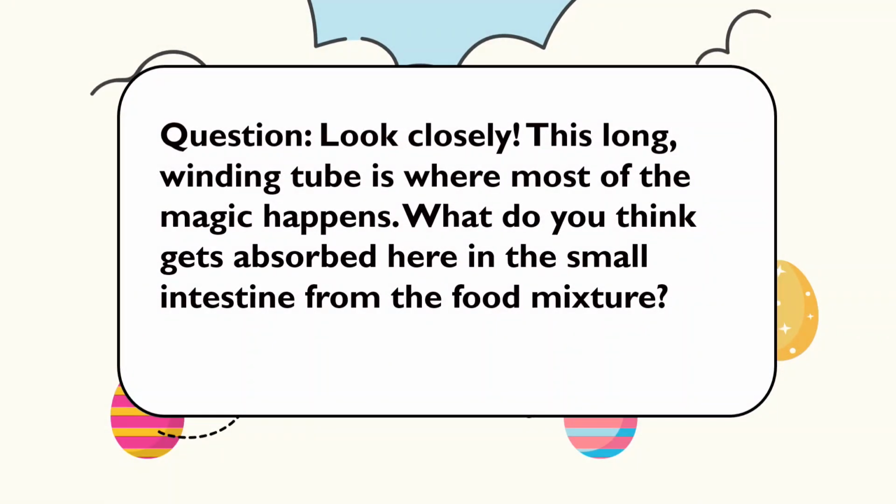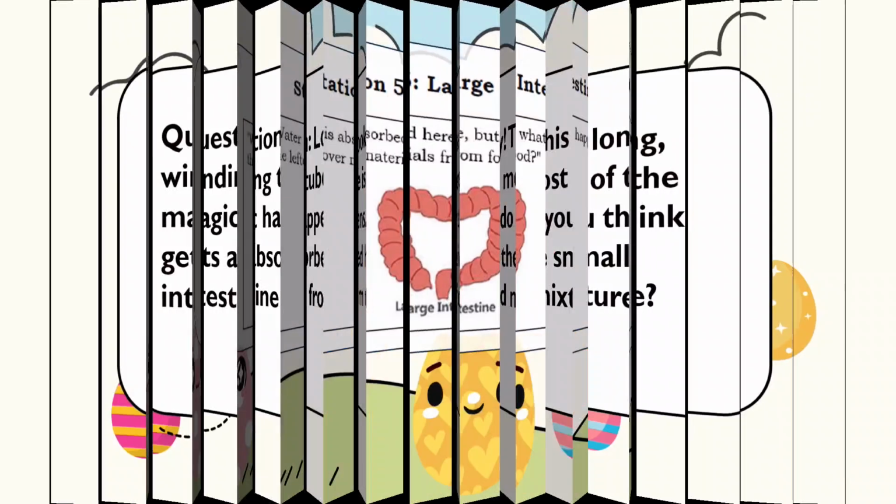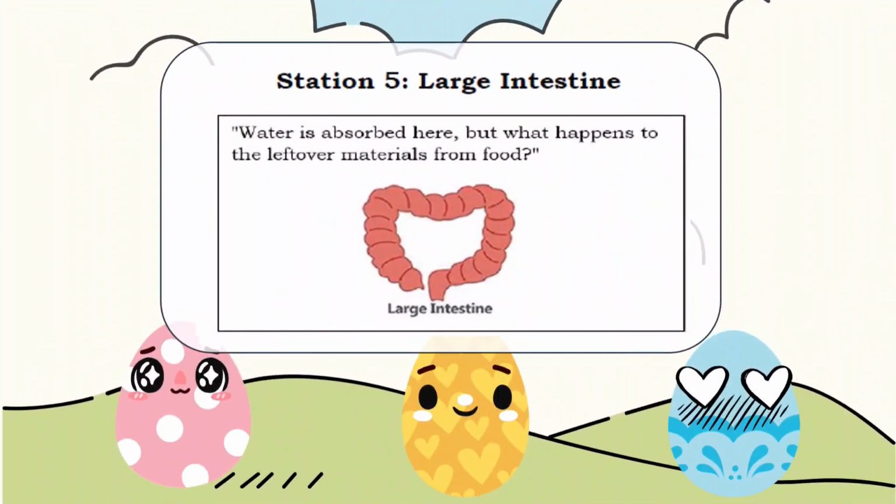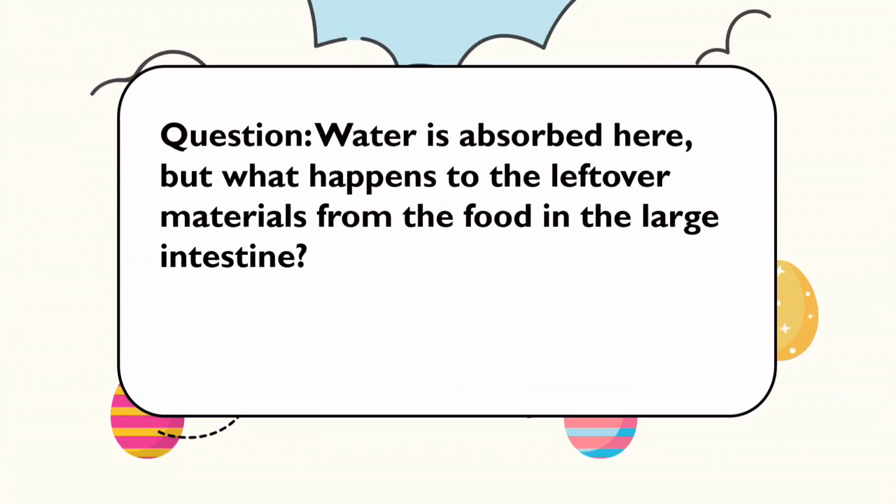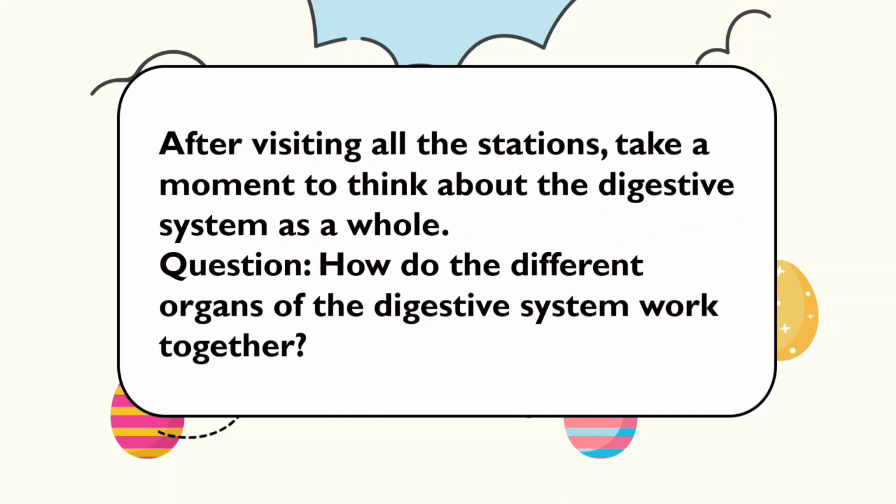Look closely. This long winding tube is where most of the magic happens. What do you think gets absorbed here in the small intestine from the food mixture? Water is absorbed here. But what happens to the leftover materials from the food in the large intestine?